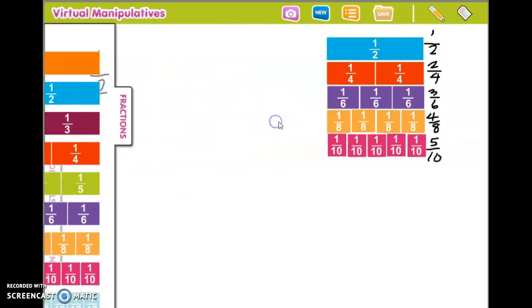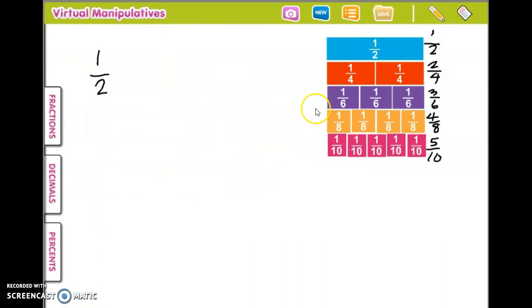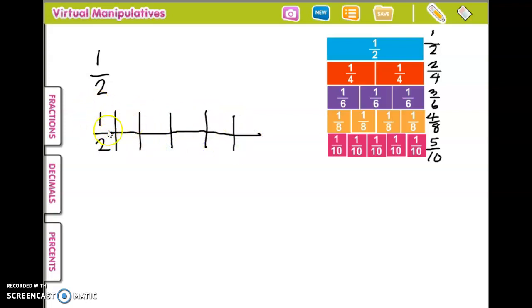Now, someday, you're not going to have these pieces in front of you to find equivalent fractions. So what you can do is use an equivalent fraction table to find the exact same ones. So that would be stretching this out and counting by multiples of the numerator and the denominator. So since the numerator is a 1, we're going to count by ones. 1, 2, 3, 4, 5, 6.